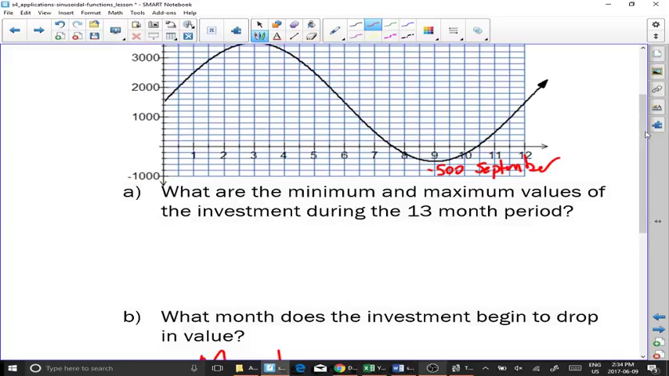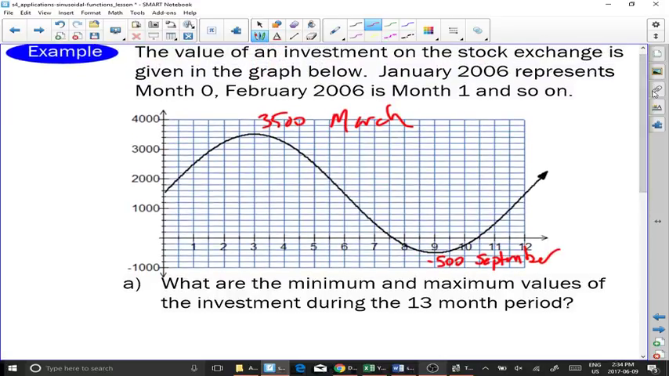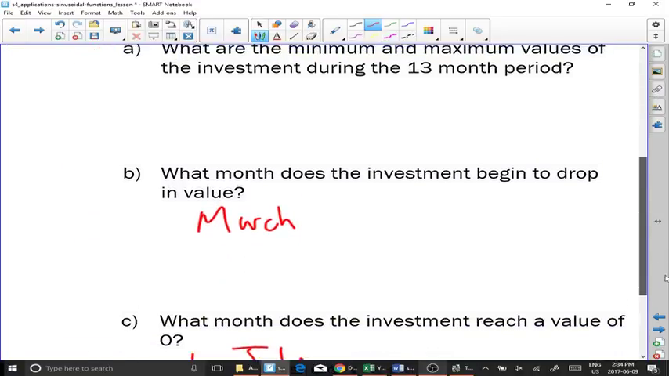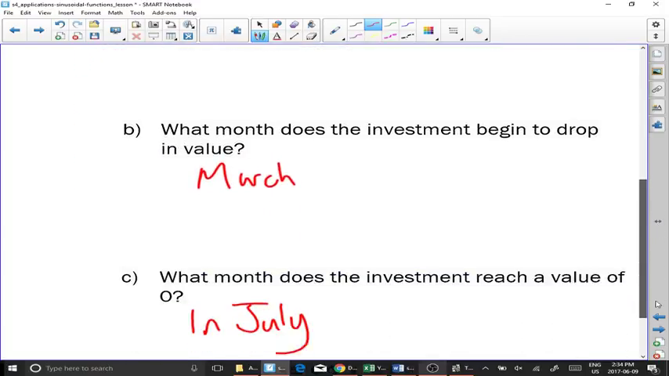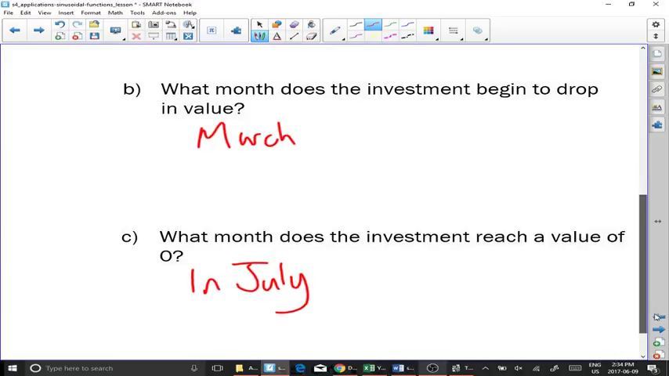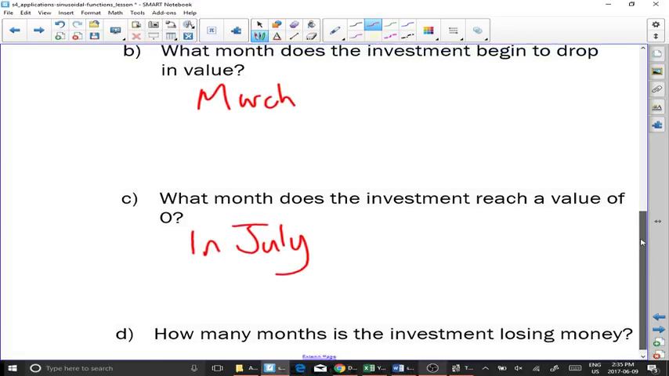If I was to wordsmith this question, I would actually say that the y-axis represents whether the investment was gaining or losing money. And if I was to do it that way, then B and C would kind of become the same. And I think if you look at it that way, then we can look at D, which is how many months is the investment losing money?